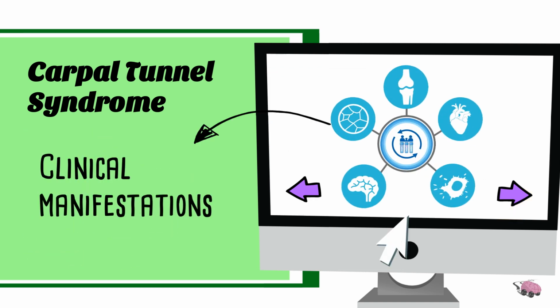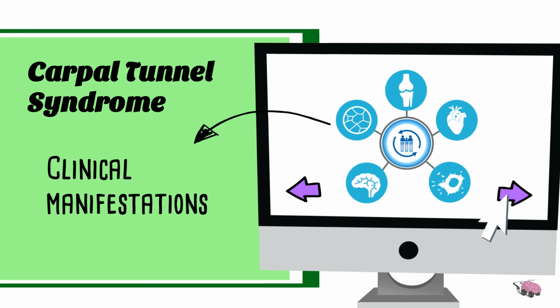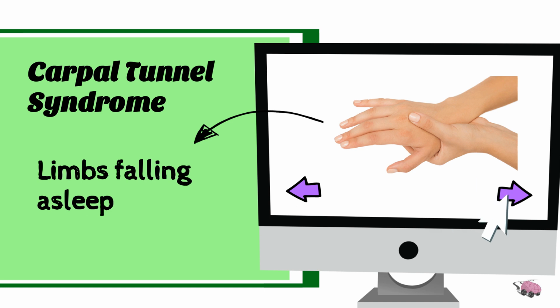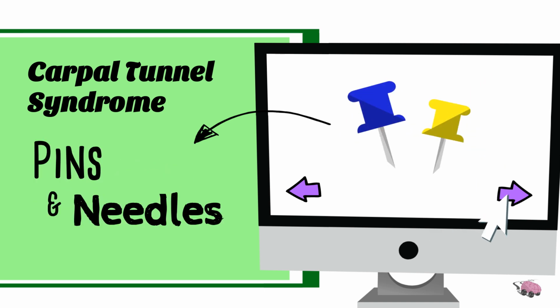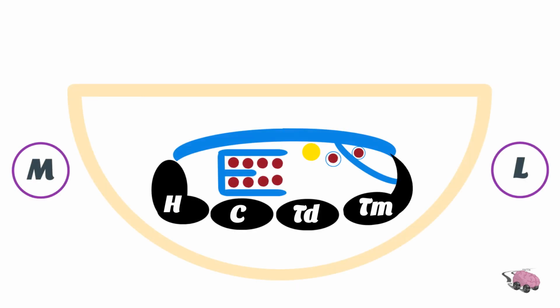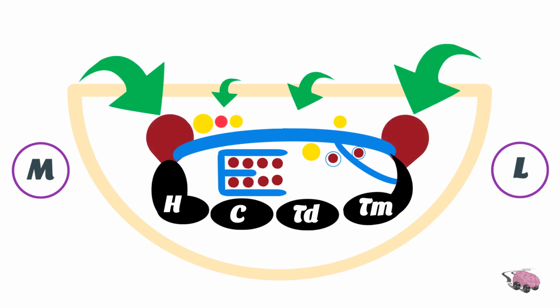The clinical manifestation of carpal tunnel syndrome is paresthesia. In layman's terms, it is referred to as limbs falling asleep and feelings of pins and needles. There you have it, the complete drawing of the carpal tunnel. But wait, there's more.